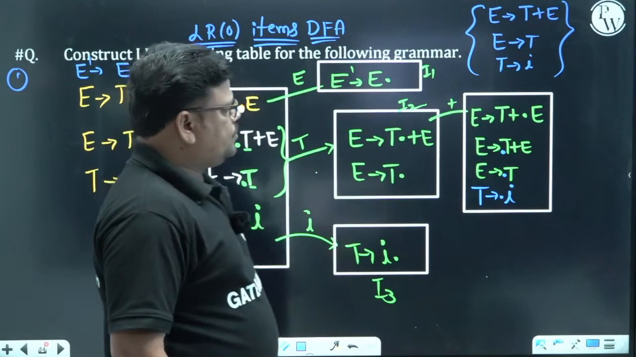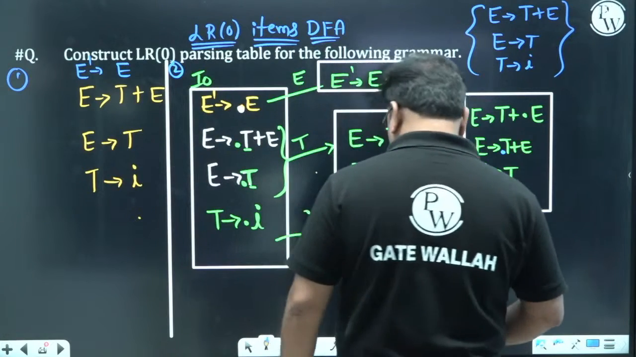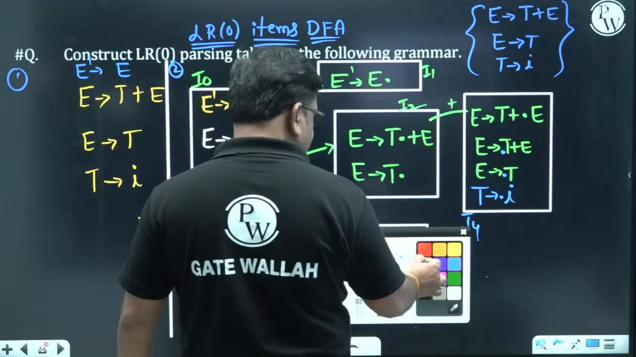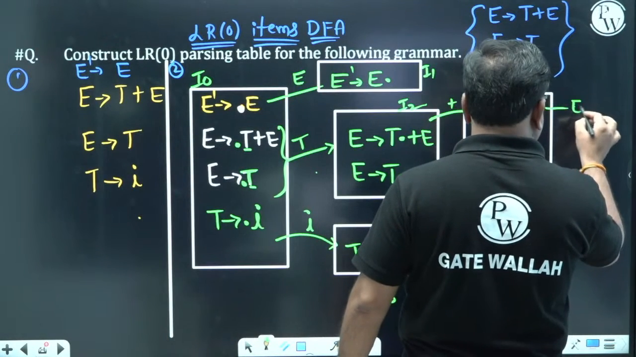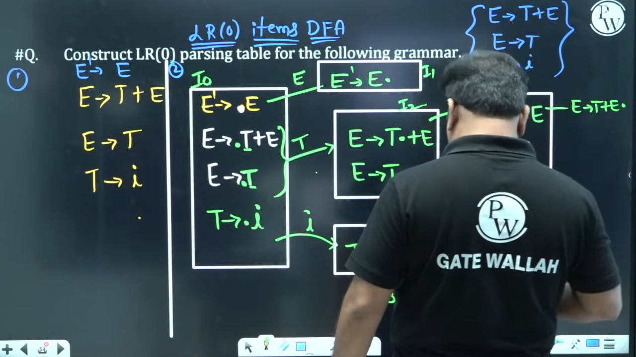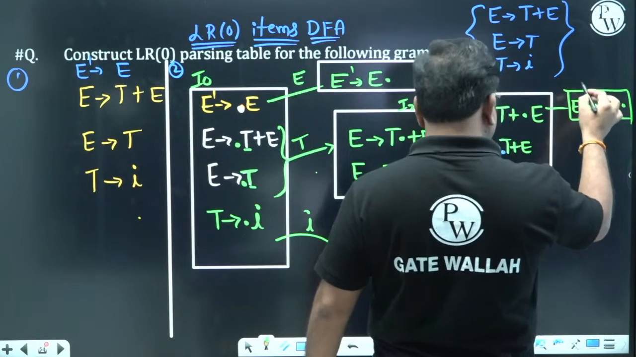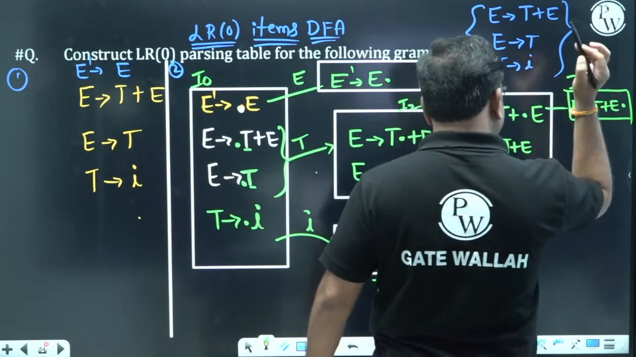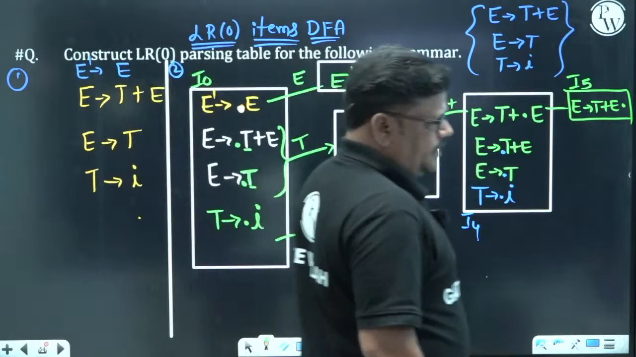On I3, no closure, no goto. Name this as I4. So let us go and see the possibility on I4. On I4, on E, this is completed. So we can give the name as I5. What about this? So this is the DFA.